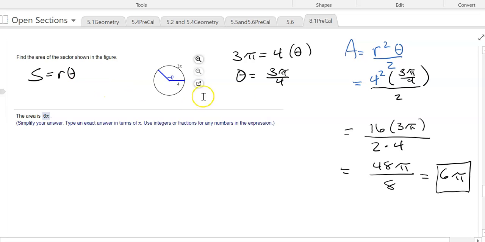And in our last one, we have to figure out here what our theta is. We are given arc length S, and we're given our radius. And so we figure that our theta is here, and that is the theta that we use here in our area equation.